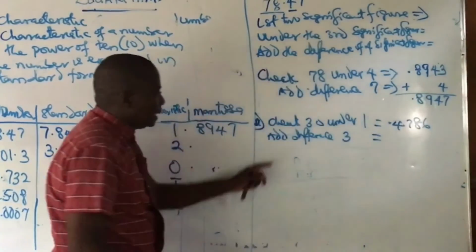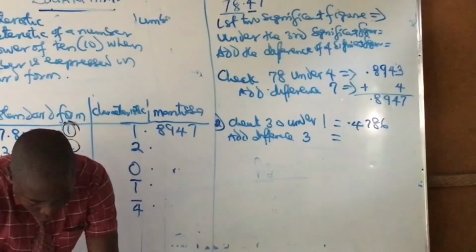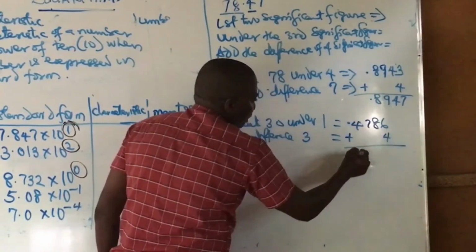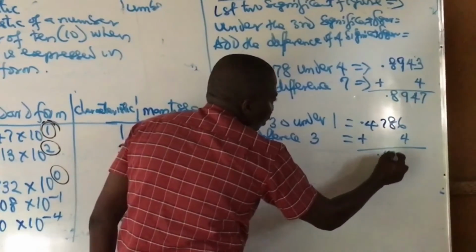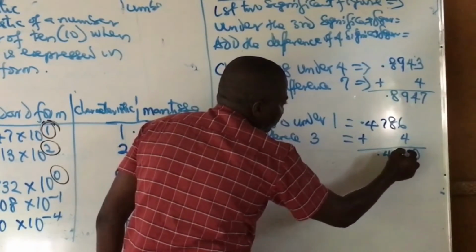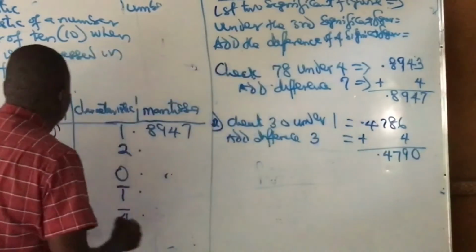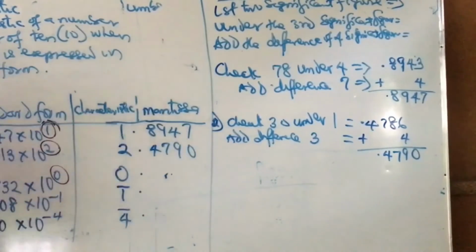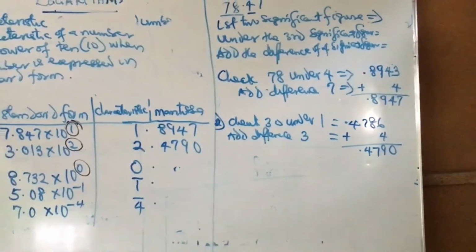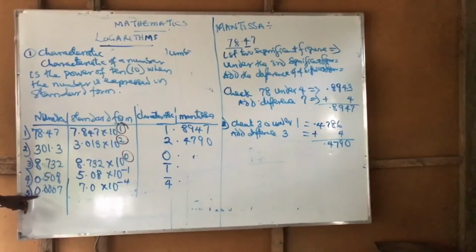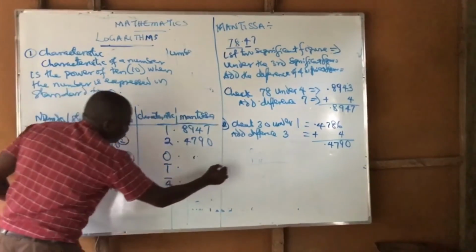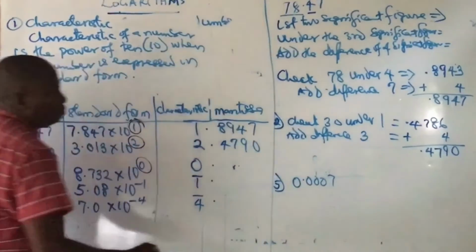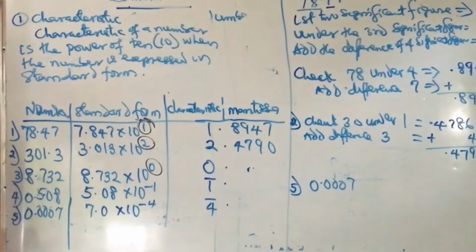4.4786. Then add difference of 3. Then we go and check difference of 3 is 4. Then plus 4. We have 0.4097. Then we'll come here and write 4790. When it comes to number 5, let's look at number 5 here. We have the number 0.0007. Where is the first two significant figure in this place?